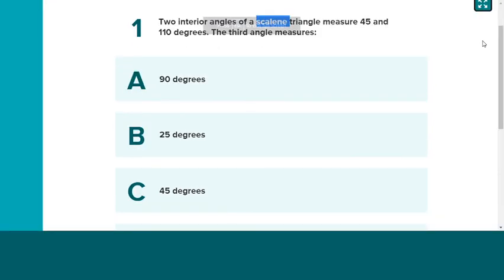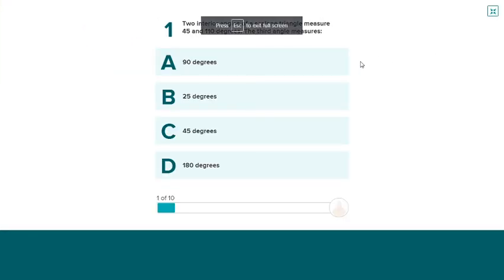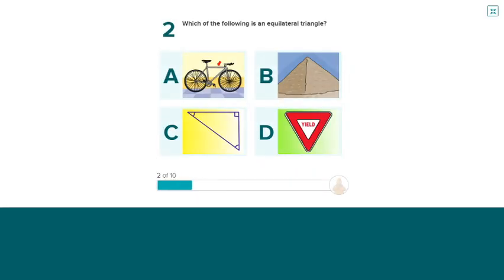Okay, so let's just do a couple of these. It says, two interior angles of a scalene triangle measure 45 and 110 degrees. The third angle measures, well, 45 plus 110 is 155. And 180 minus 155, what is that? That would be 25. Let's try that. Did we get it right?